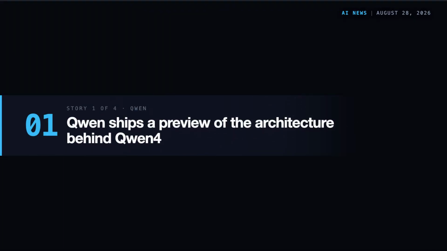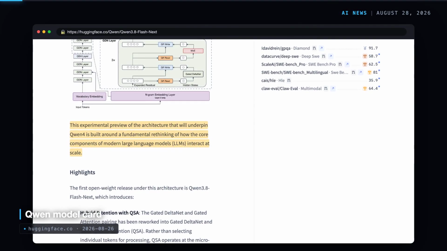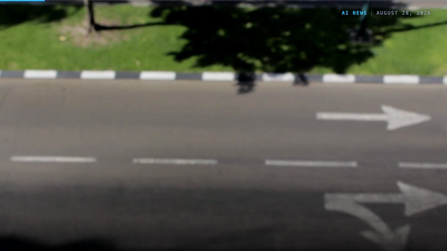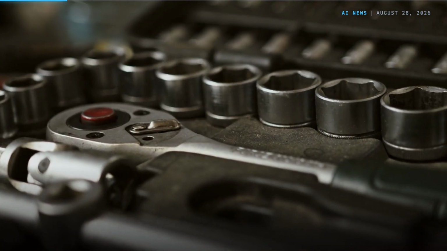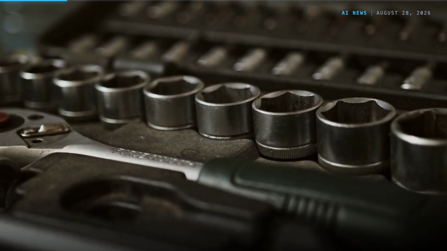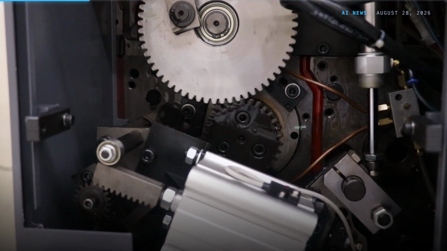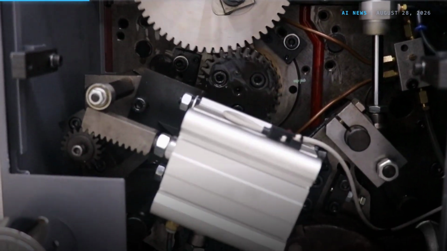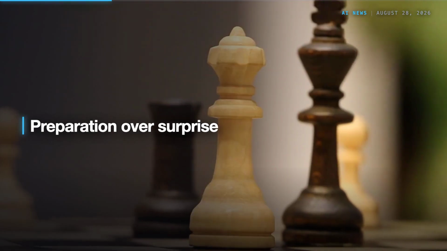Start with what this actually is. The model card describes it as an experimental preview of the architecture that will underpin Qwen4. That is an unusual thing to publish because it tells competitors where you're going. The trade is that everyone building tools has months to get ready for the real release. Inference engines and quantization tooling usually lag a new architecture by weeks. Shipping the architecture a generation early is a bet that a prepared ecosystem beats a surprise.